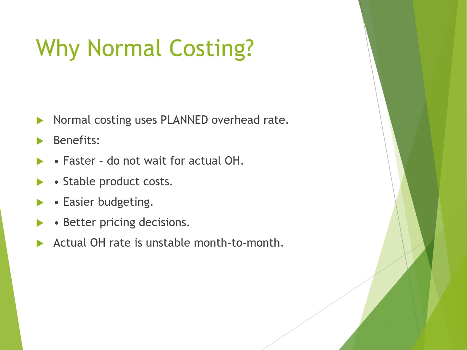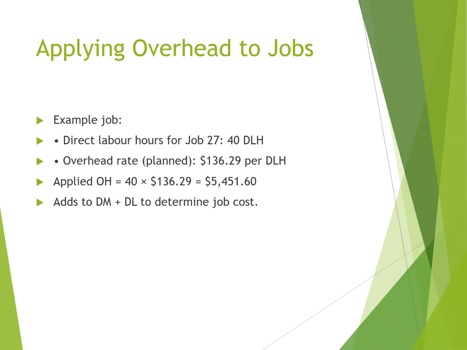So why do companies use the planned overhead rate? Because this is called normal costing and it's extremely useful. Normal costing lets you cost jobs immediately without waiting for actual overhead. It gives stable product costs, helps with pricing, budgeting, and evaluating performance. Actual rates fluctuate too much month to month. It's way too unstable.